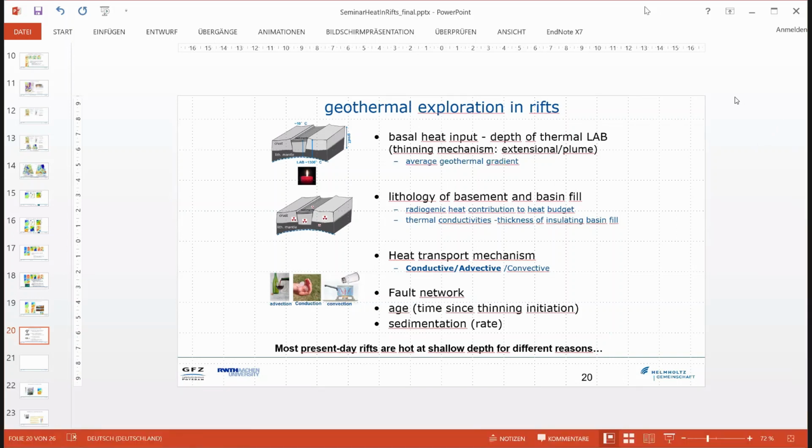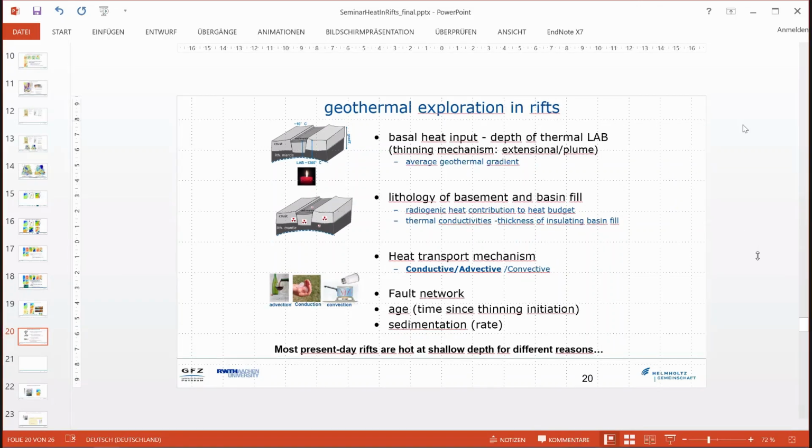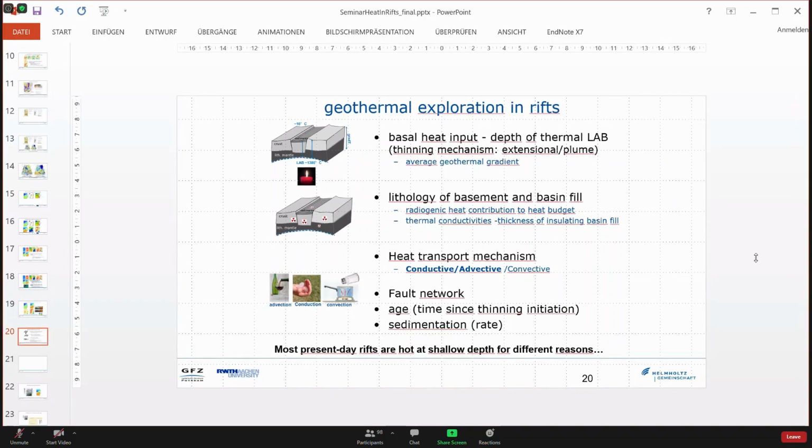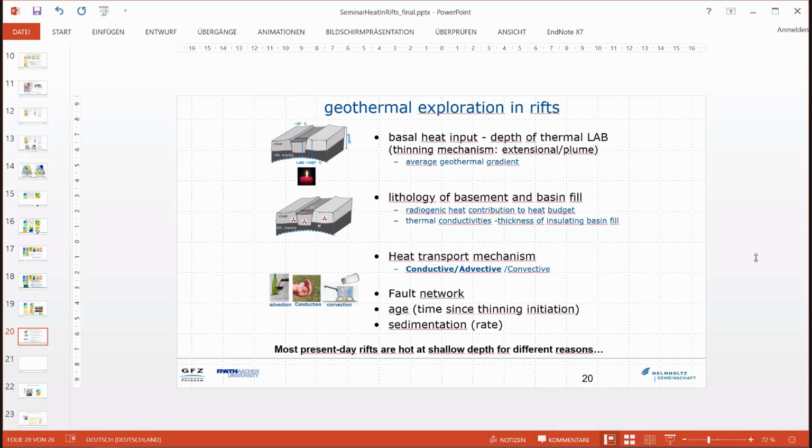There's a question from Mohammed. Mohammed, would you like to ask the question yourself, or shall I read it out? I can read the question out. So the question is, how useful is the Curie depth estimation as a proxy for background heat flow modeling?